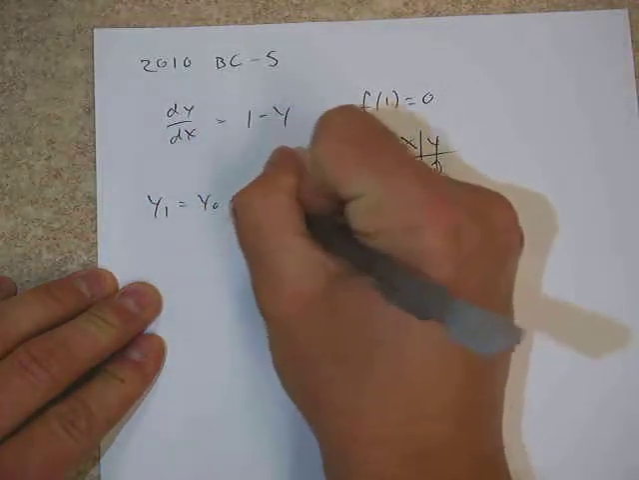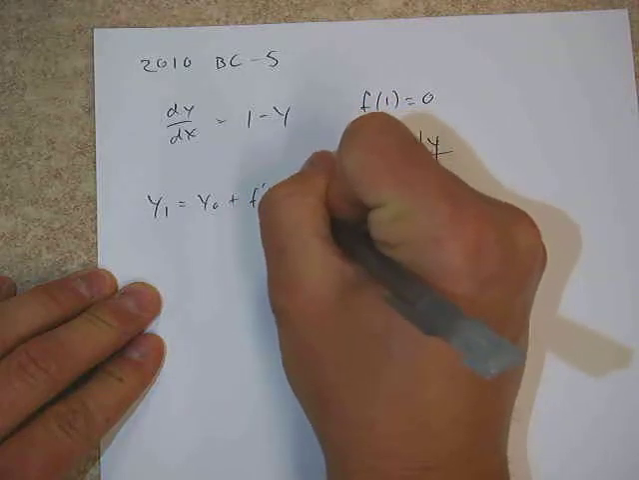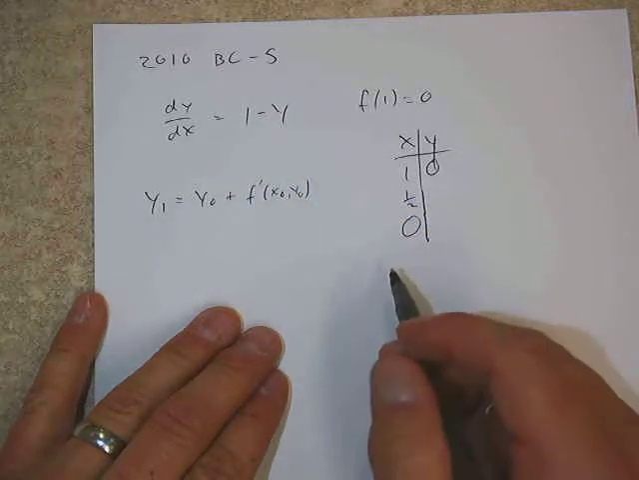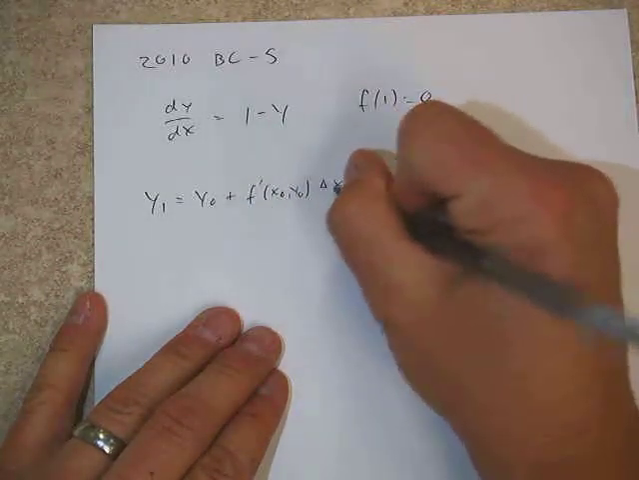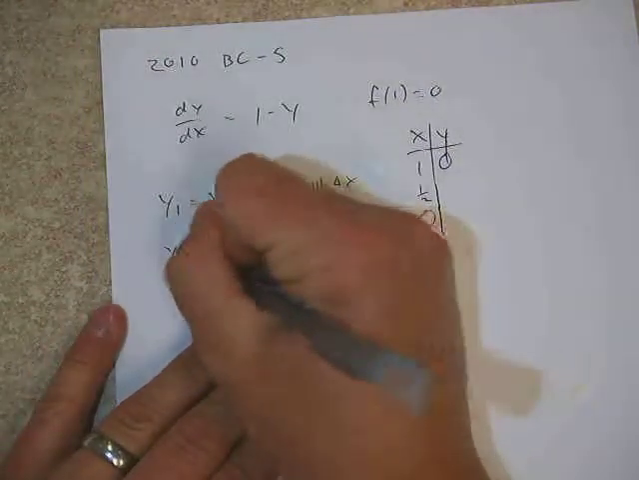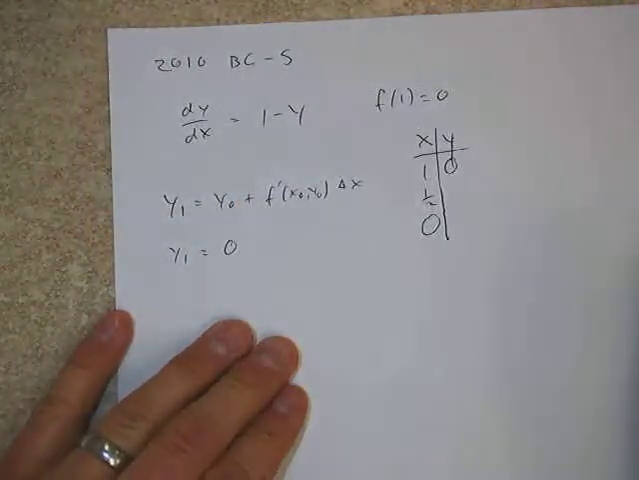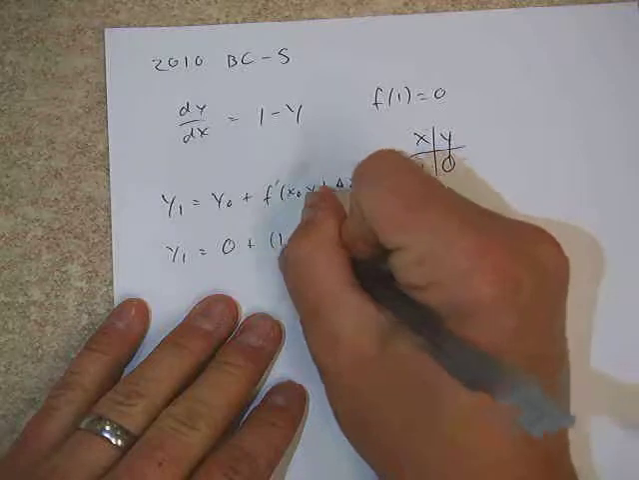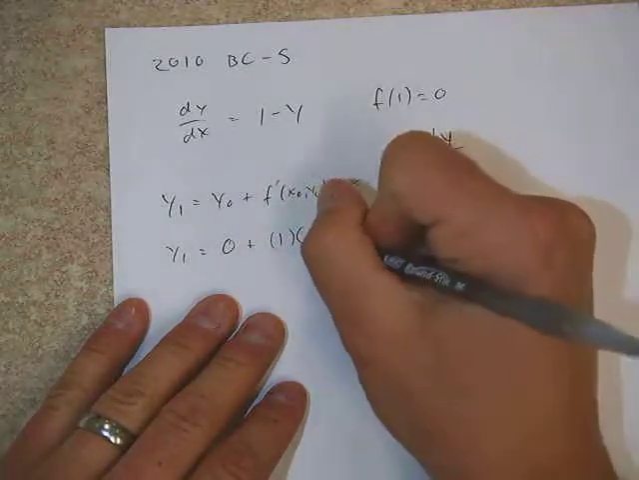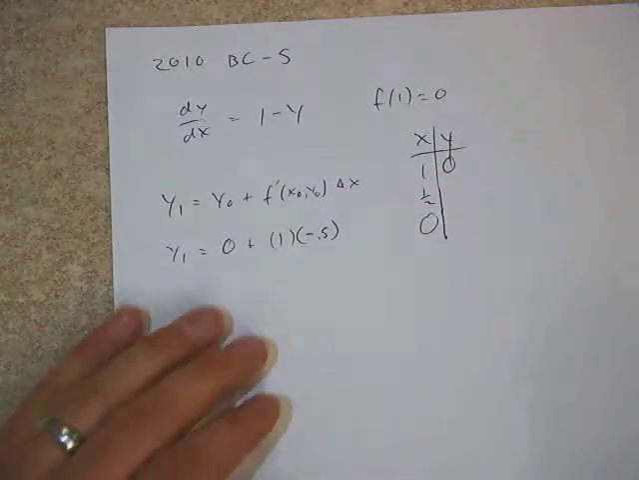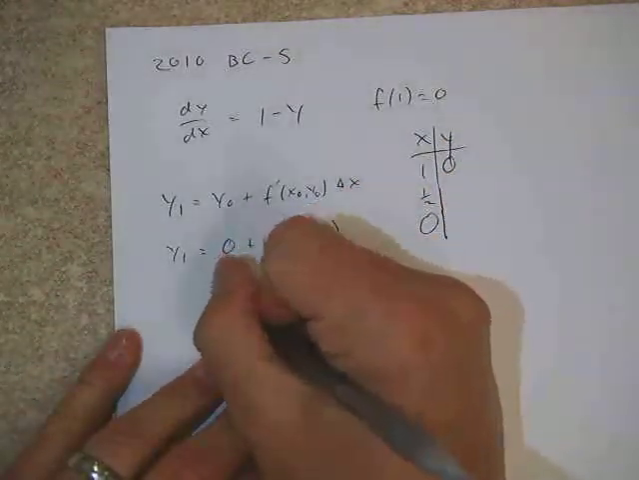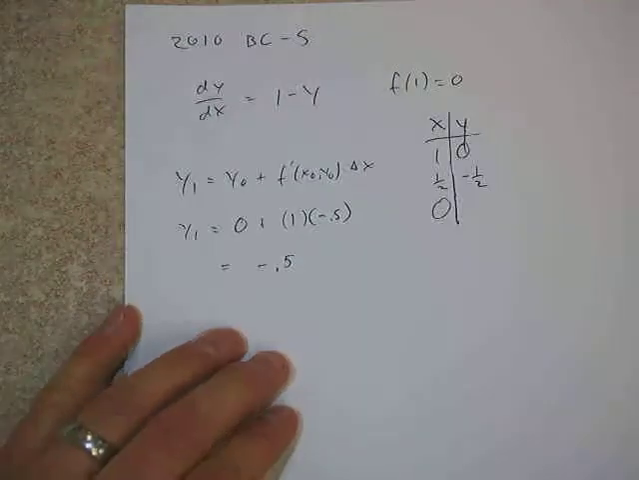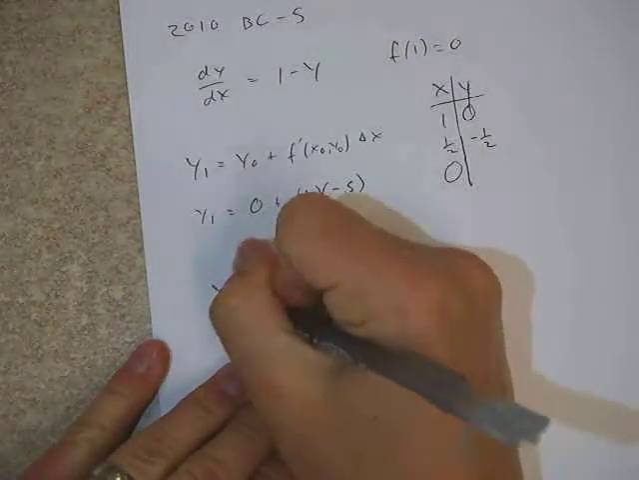Bottom line, we know that y1 is going to be y0 plus f prime at (x0, y0) times the change in x. The reason we write both variables in the derivative is because sometimes the differential equation is written in terms of x and y. In this particular case, it's only y. So if we find our first iteration, the first y value is 0. The derivative at that point is 1 minus 0, which is 1. And then the change in x here would be a half. Keep in mind that it would be negative a half, because we're going left. So our answer is negative 1/2 or negative 0.5.